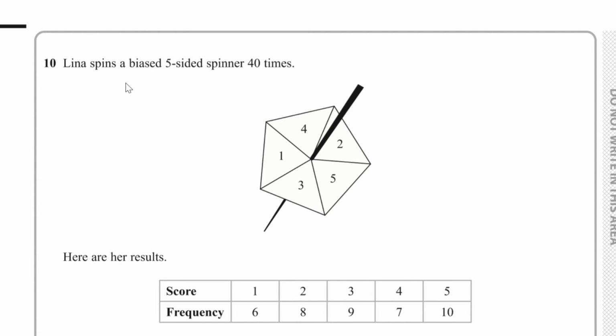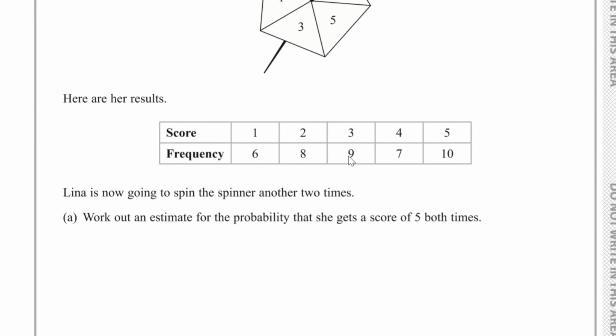Question number 10. Lena spins a biased 5-sided spinner 40 times. Here are her results. Lena is now going to spin the spinner another 2 times. For part A, we have to work out an estimate for the probability that she gets a score of 5 both times. So she gets a score of 5 and then she gets another score of 5.